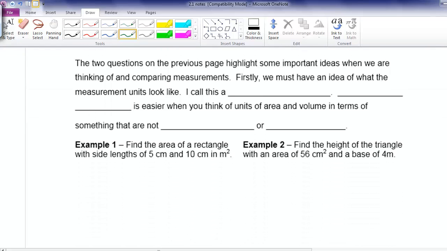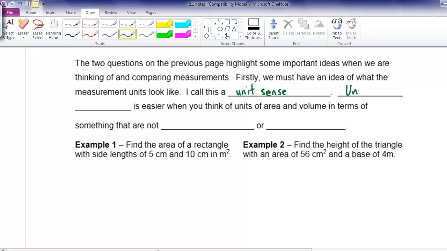So the two questions on the previous page highlight some important ideas when we're thinking about and comparing measurements. First, we must have an idea of what the measurement unit looks like. That's just what I just talked about. I call this unit sense. So what does a square centimeter or a cubic centimeter or a square foot or a cubic foot or whatever, what does it look like?